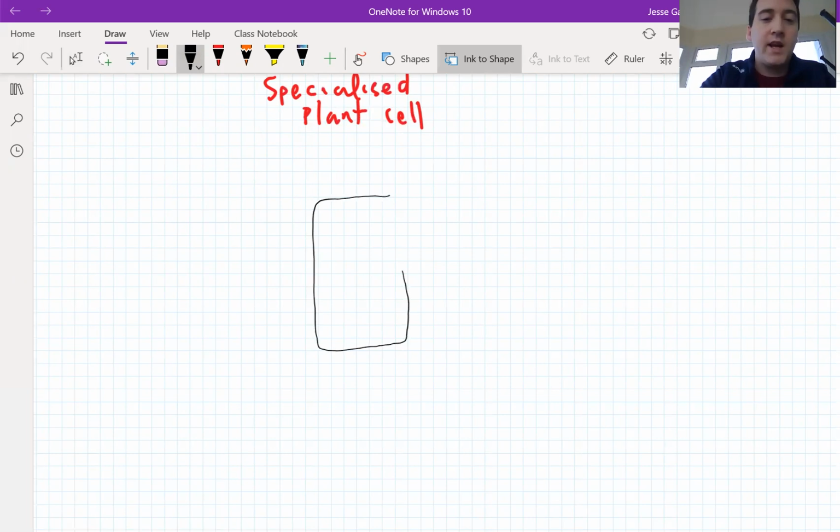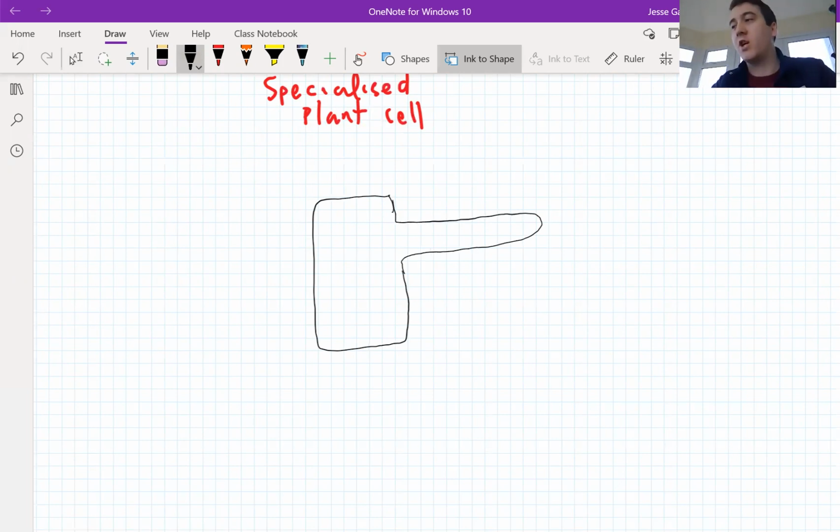Okay, it looks quite like a plant cell so far. It's rectangular, it's got a regular shape, but it's got this long projection out from the side. Now, what I'm drawing here is the cell membrane. So this is the second layer inside the plant cell. Just like a standard general plant cell, it also has the same general parts.